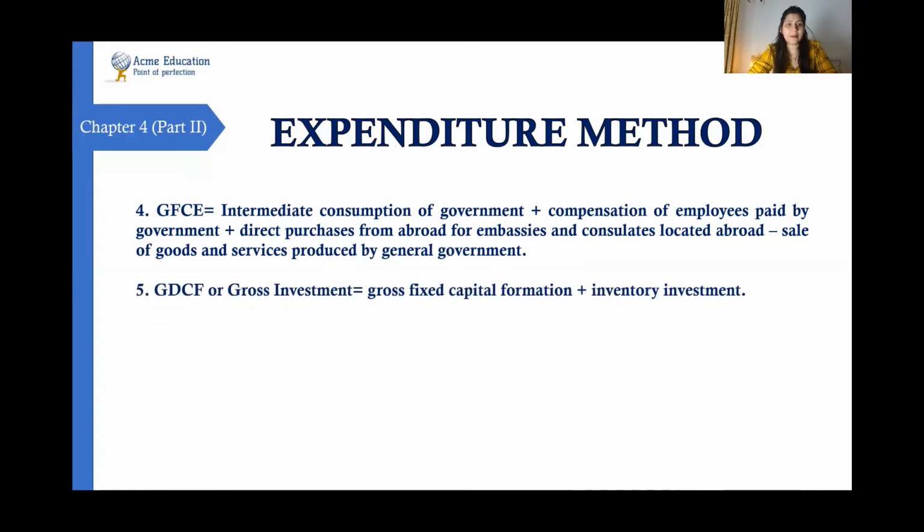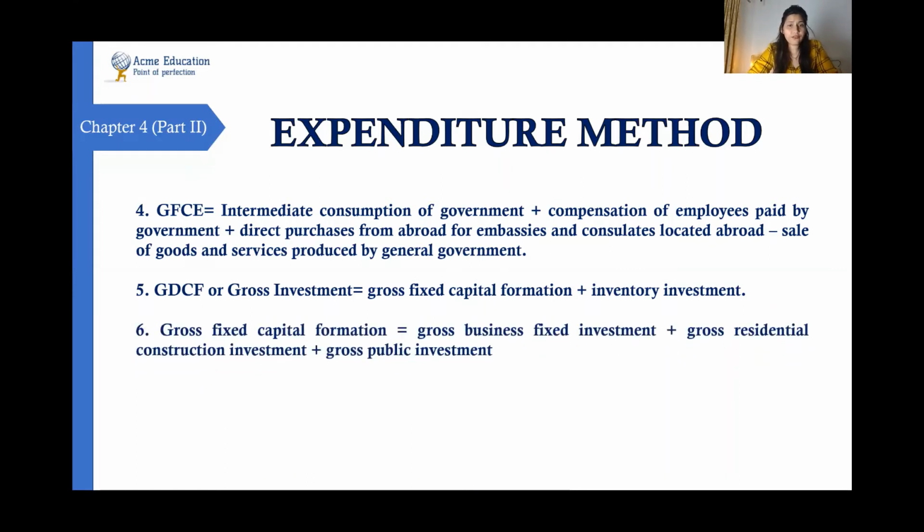Your gross domestic capital formation, which is also called your gross investment, is calculated by gross fixed capital formation plus the inventory investment. If your gross fixed capital formation is also not given directly in the question, then you can find it out by gross business fixed capital investment plus gross residential construction investment plus gross public investment. Lastly, if the inventory investment is also not given directly, then you can find it out by doing closing stock minus opening stock.